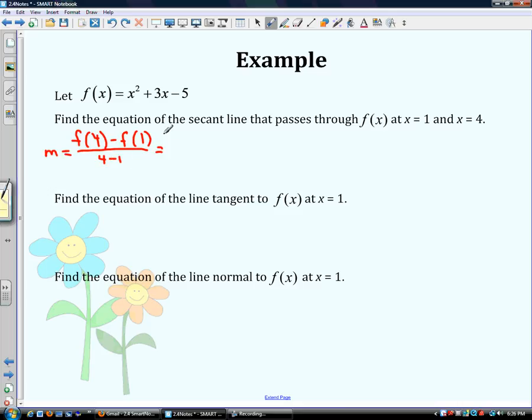F of 4, and plug 4 into my function, I get 16 plus 12 minus 5. Is that what I said? 16 plus 12 minus 5. And that gives me 23. Divided by 3.